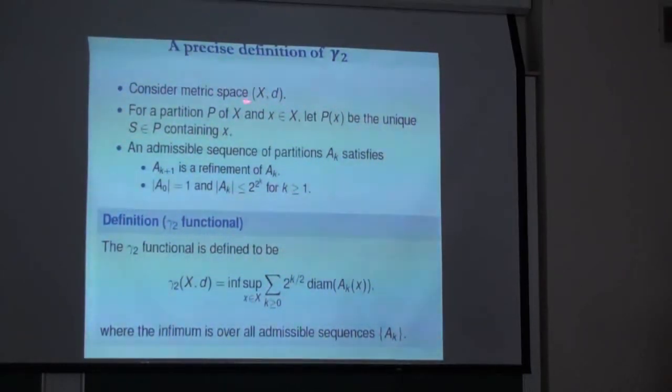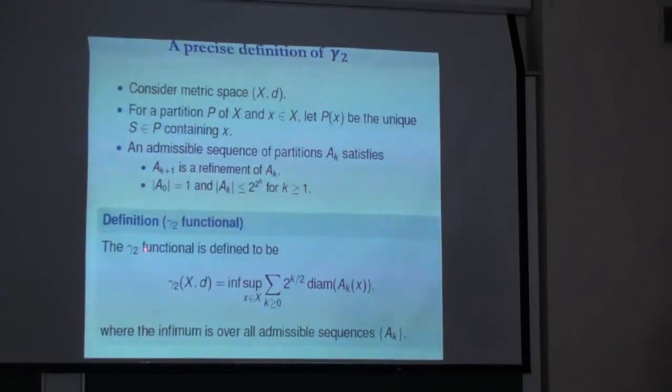So you have a metric space. Given a partition, P of x is the unique element of the partition containing x. What corresponds to these trees is an admissible sequence of partitions. Again, this is one formulation; you can write it explicitly in terms of trees, but here I chose the partition definition. So A_{k+1} is a refinement of A_k. The size of A_k is bounded by 2 to the 2 to the k. So this is a doubly exponential bound.